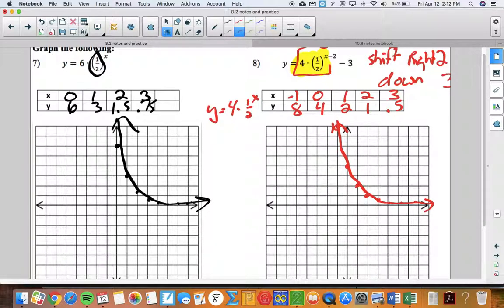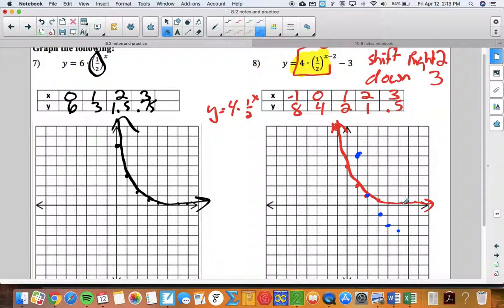So now let's apply the shifting. Let's take every single point that I plotted here and shift it right 2 and down 3. So here's my first point. I'm going to move it right 2 and down 3. Here's my next point. I'm going to move it right 2 and down 3, which actually puts it on another point, which is interesting. Right 2, down 3.